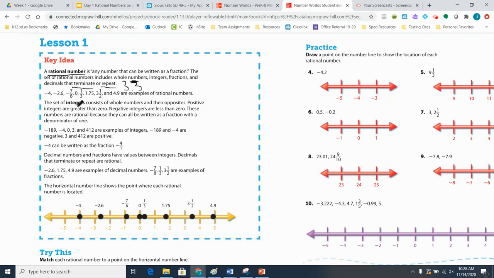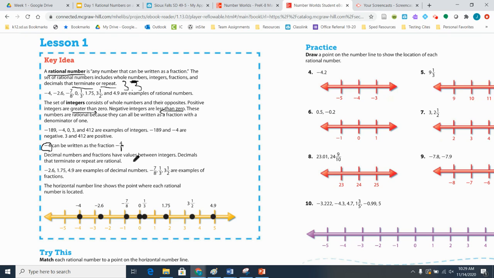Rational numbers include integers, which are whole numbers and their opposites. Positive numbers are greater than 0, which means they're to the right. Negative numbers are less than 0, which means they're to the left. These numbers are rational because they can all be written as fractions with a denominator of 1. So they gave us some examples of integers. And remember, all whole numbers can be written as fractions. They all have that imaginary number 1 as the denominator, or the bottom number.